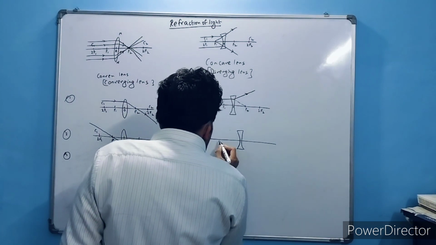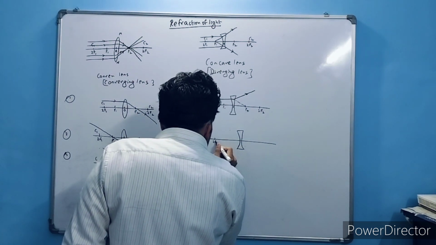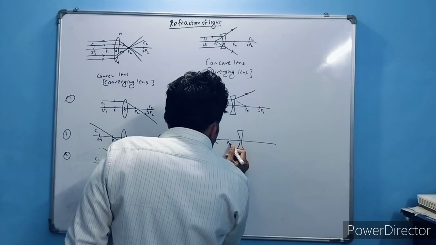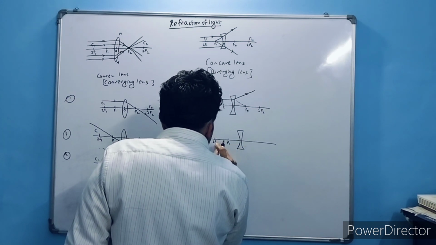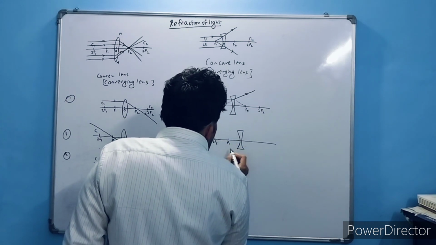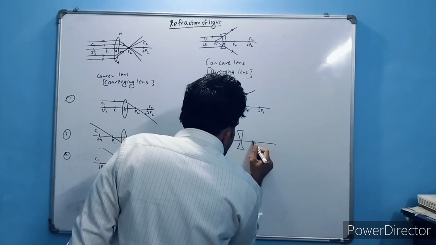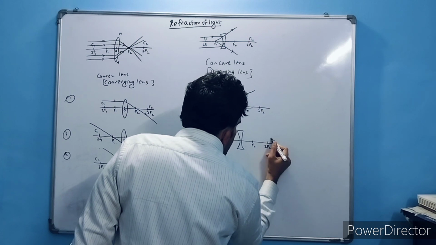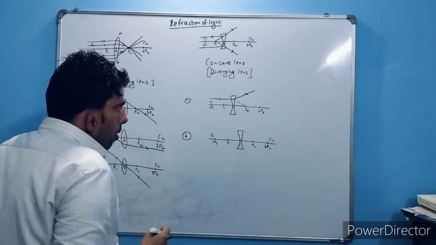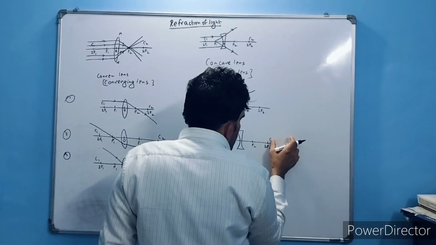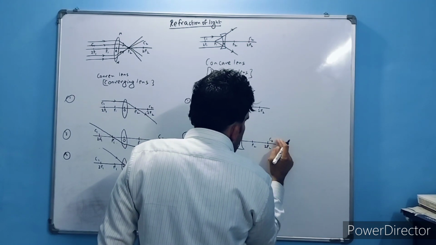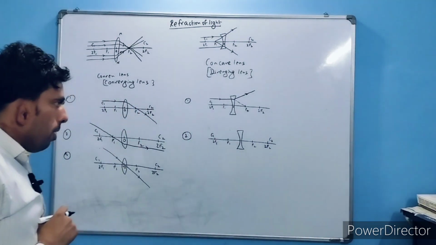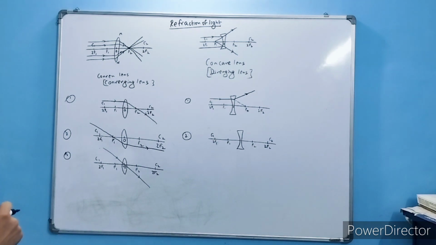It should be thin. Then we have twice of F2, F, okay, this is F1. Okay, so center of curvature 1, then we have focus 2, then we have C2. Okay, so now we'll try to see how and on which principle it works.